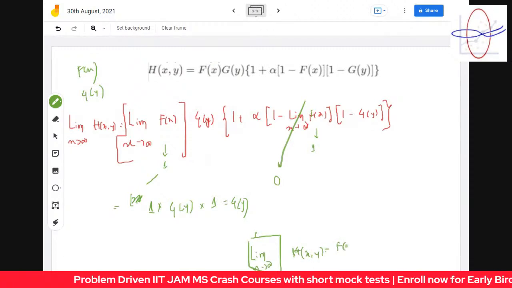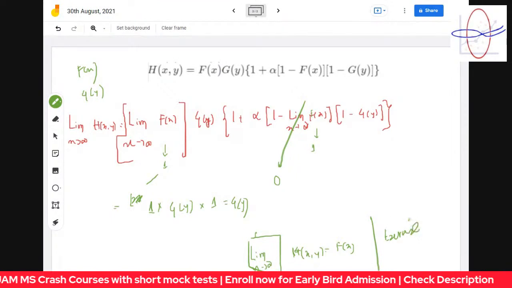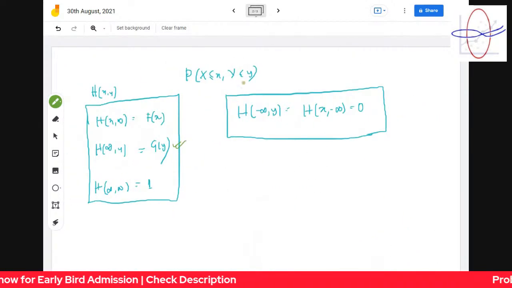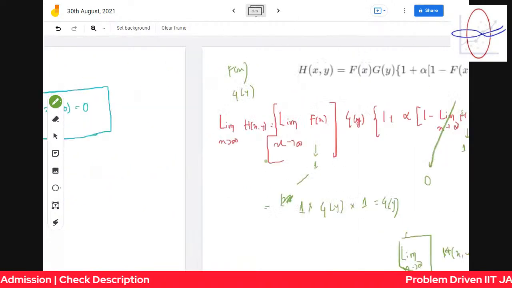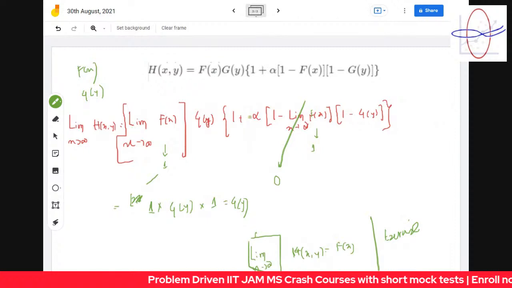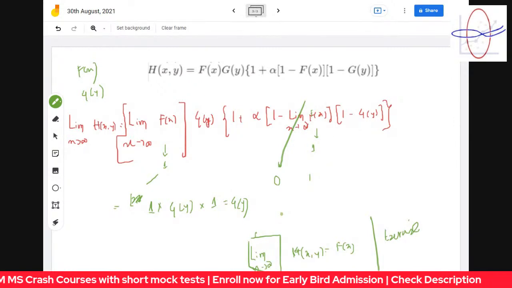So let's keep this an exercise for you so that you can easily do it, and it will be good practice for you. Let's see this condition, and it's very easy actually. You have to just take x tends to infinity or y tends to infinity, and since gy is actually a CDF, the limit as x tends to infinity and y tends to infinity will be equal to 1. It's really easy to understand.